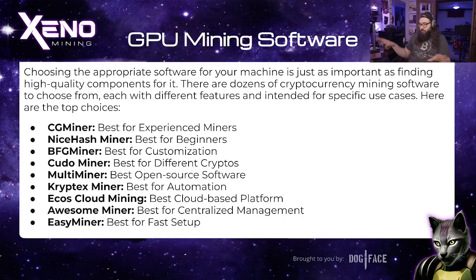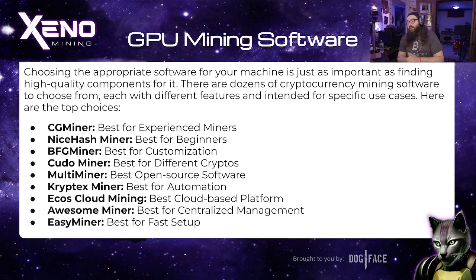Multi-miner is best for open source. If your philosophy is I'm doing open source mining with open source software, I'm going to use open source everything, then multi-miner is probably for you. Cryptex is better for automation. So if you prefer to have things automatically adjust settings based upon certain conditions that you set, maybe heat settings where you want your miner to turn down at a certain heat point, then that's what you can do with that. Cryptex is very cool with that.